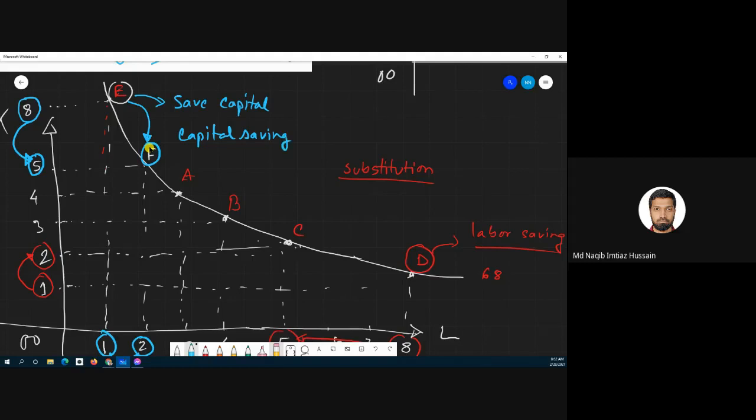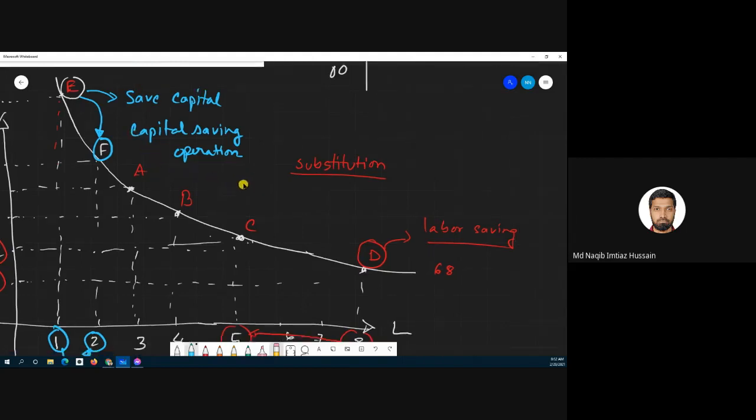Capital saving substitution, or you can say that this is capital saving operation. বুঝা যাচ্ছে? Making sense? জি স্যার। Acha. Now you are doing this visually by looking at it with your eyes, right?